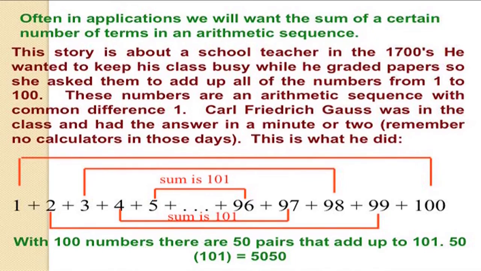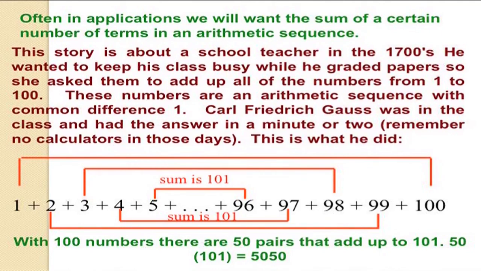This story is about a school teacher somewhere in the 1700s. He wanted to keep his class busy while he graded papers, so he asked them to add up all of the numbers from 1 to 100. These numbers are an arithmetic sequence with the common difference 1. Carl Gauss was in the class and had the answer in a minute or two. And remember, no calculators in those days.